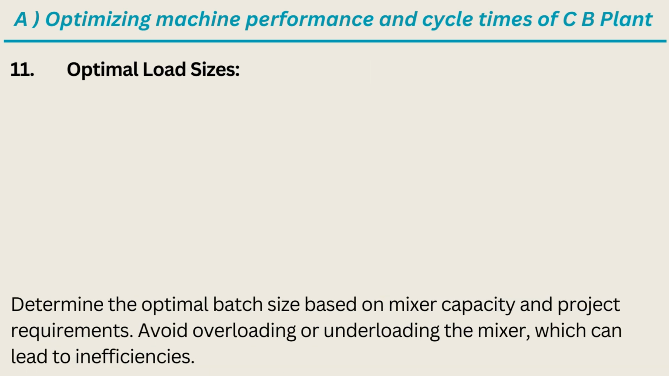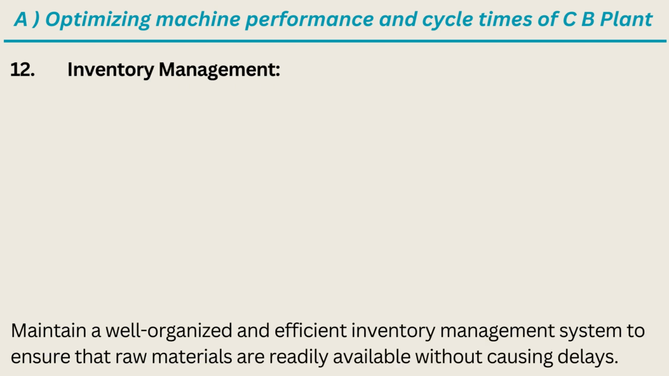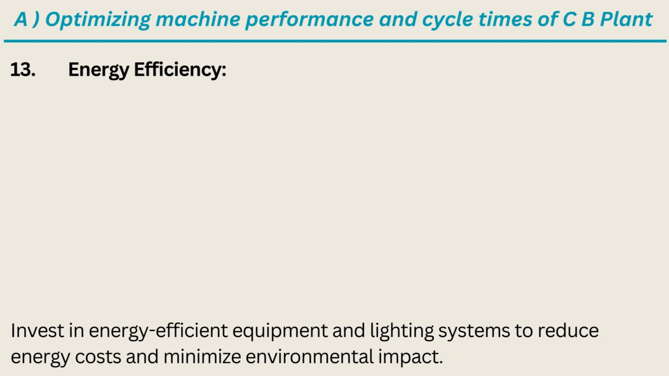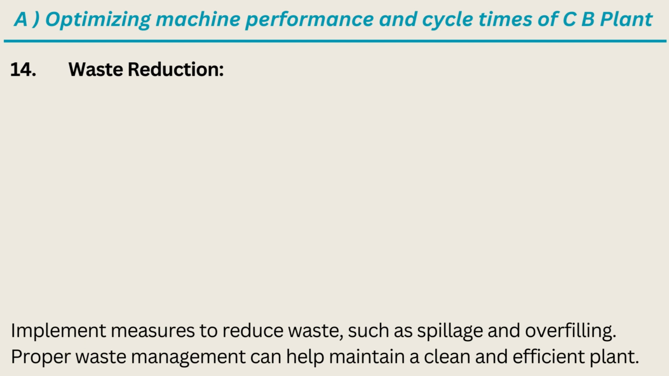11. Optimal load sizes. Determine the optimal batch size based on mixer capacity and project requirements. Avoid overloading or underloading the mixer, which can lead to inefficiencies. 12. Inventory management. Maintain a well-organized and efficient inventory management system to ensure that raw materials are readily available without causing delays. 13. Energy efficiency. Invest in energy-efficient equipment and lighting systems to reduce energy costs and minimize environmental impact. 14. Waste reduction. Implement measures to reduce waste, such as spillage and overfilling. Proper waste management can help maintain a clean and efficient plant.